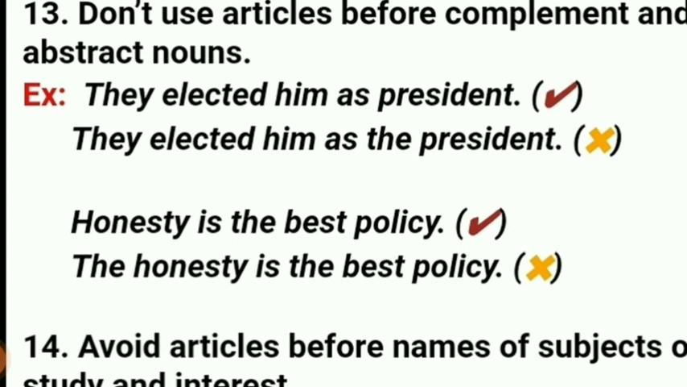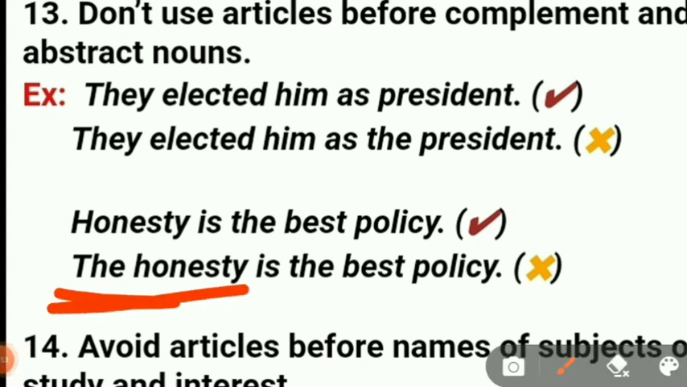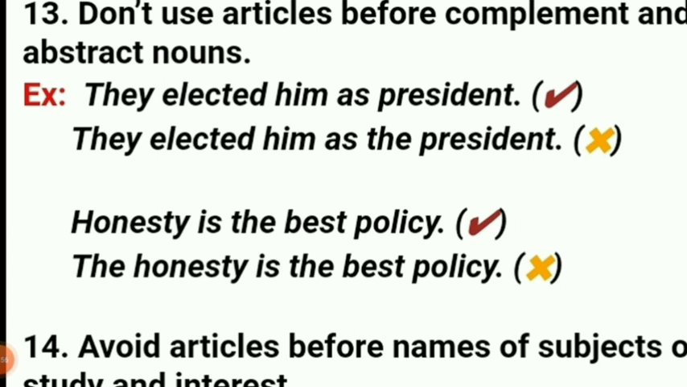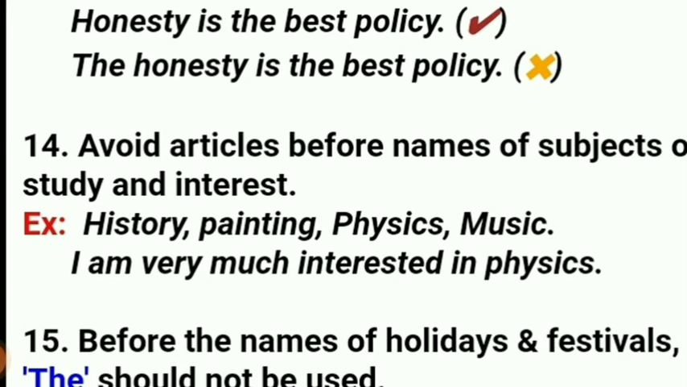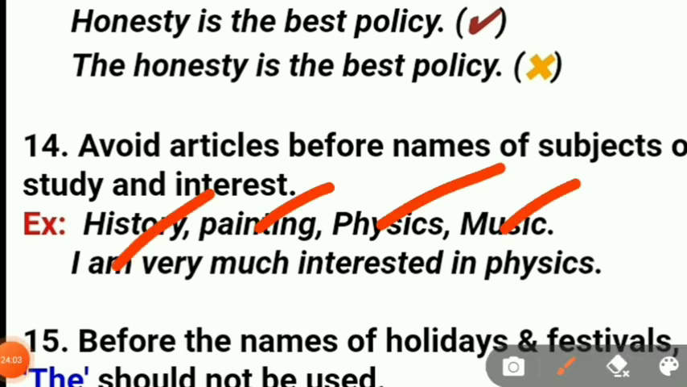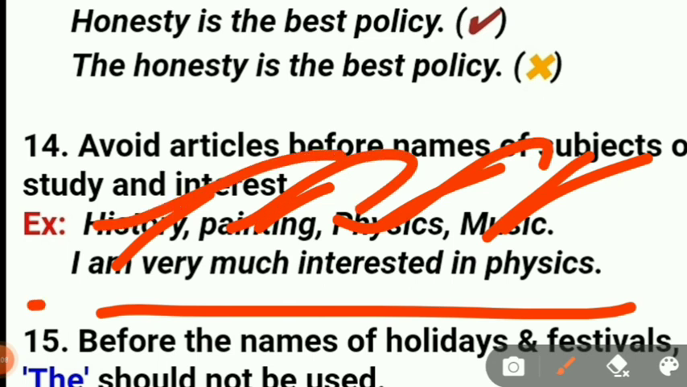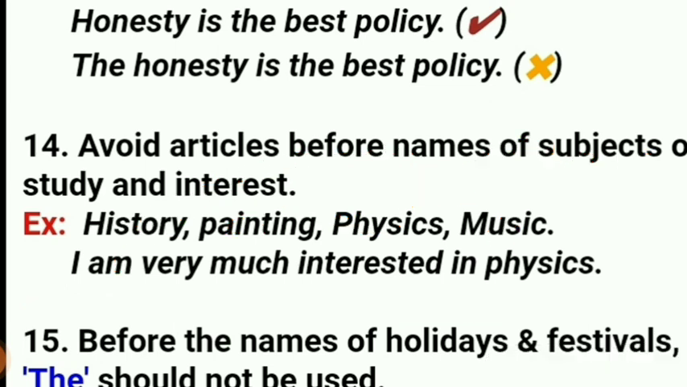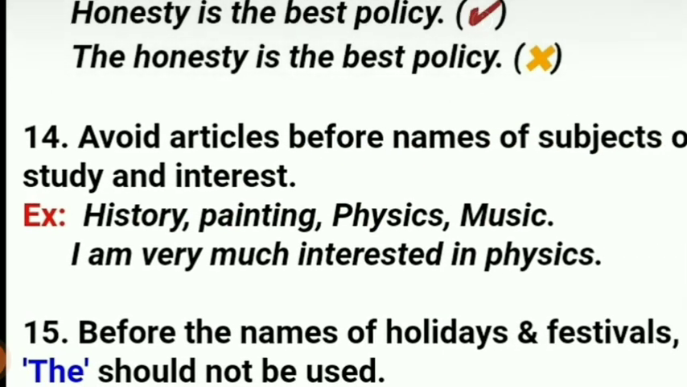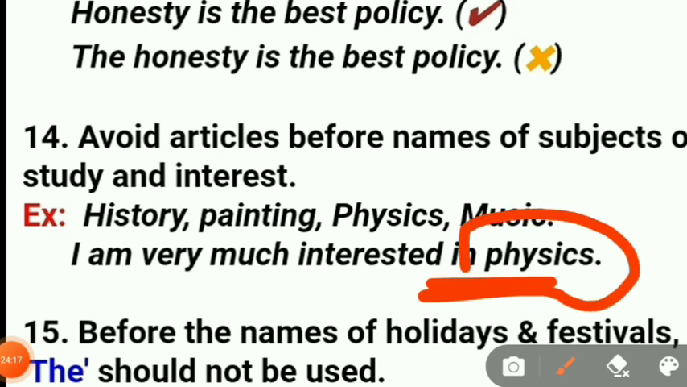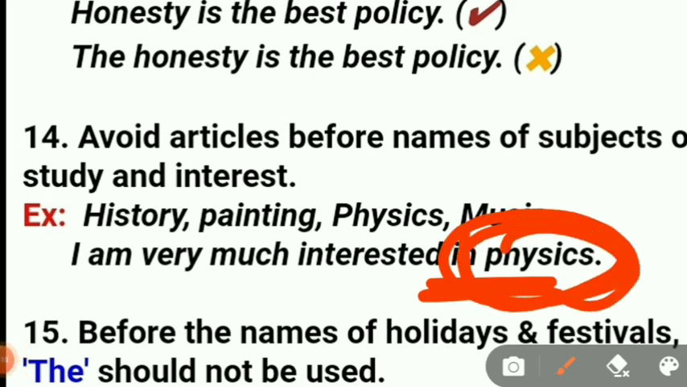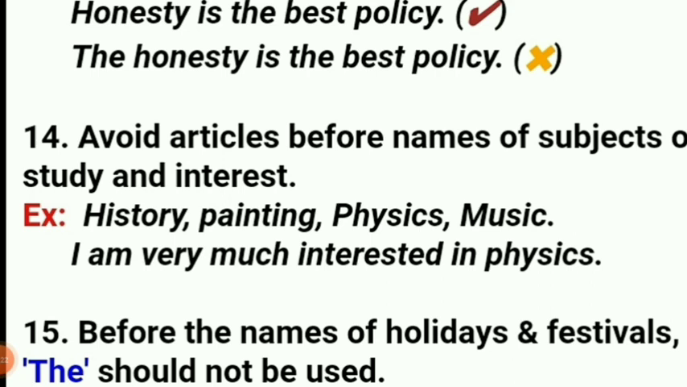Honesty is the best policy. Honesty is an abstract noun, so don't use any article. And avoid articles before the names of subjects of study or interest, like physics or painting or history. A simple meaning here: in physics, in is a preposition, so use in before any subject.